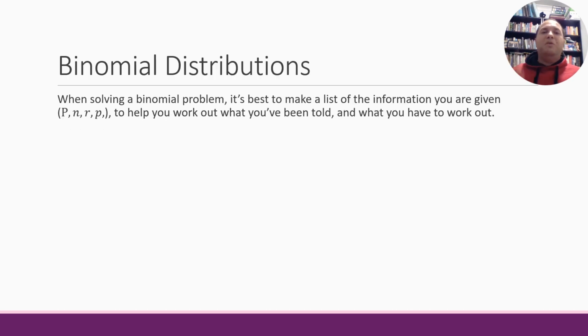When we're solving a binomial problem, the best way to work out what to do is to make a clear list of the values that we have and the things we need to calculate. For example, do we need to calculate the probability of having 4 successes? That's how we'd write out that event: the probability of X, the number of successes, being 4. So in this case my r value is 4.